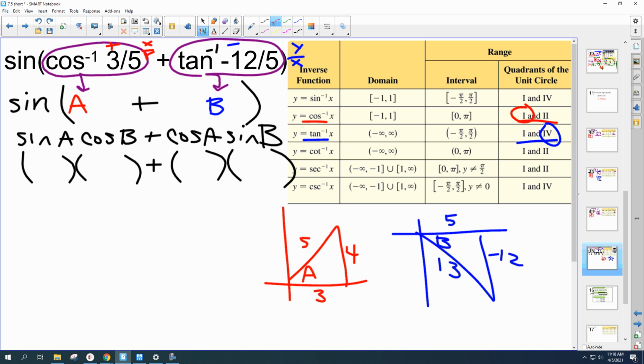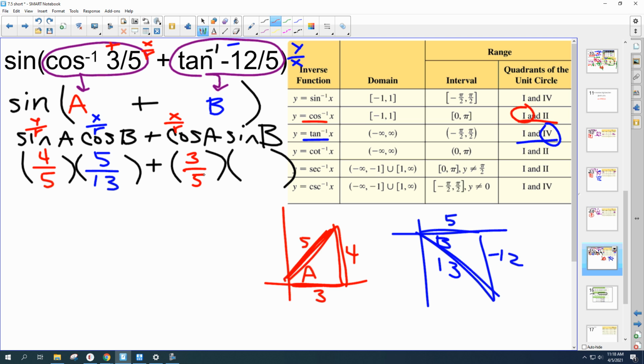Your sine is y over r. So sine A, y over r. Cosine B, you've got to look at the other picture, the B picture. Cosine is x over r, so that's 5/13. Switch back to the A picture for cosine, that's x over r, right? The x over r ratio for cosine is going to be 3/5.